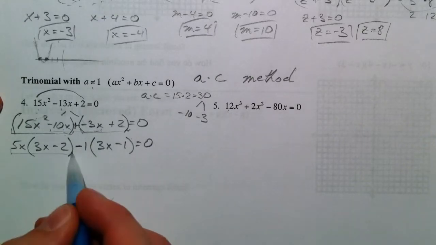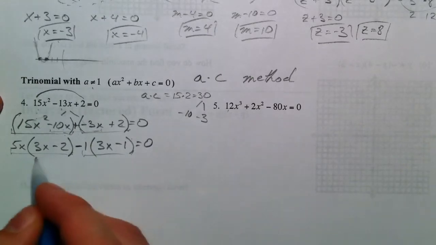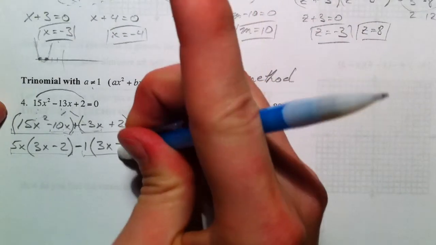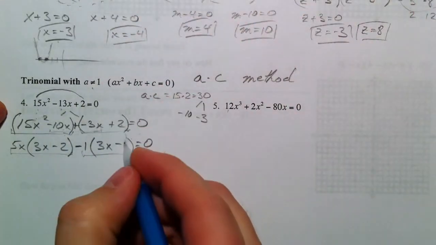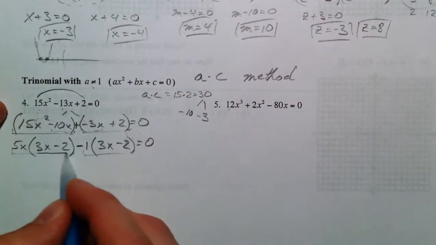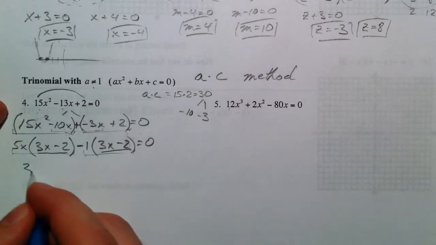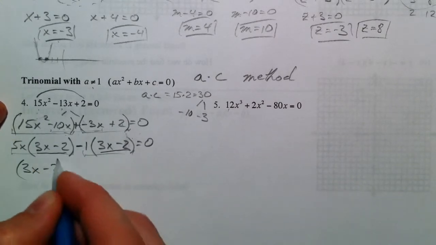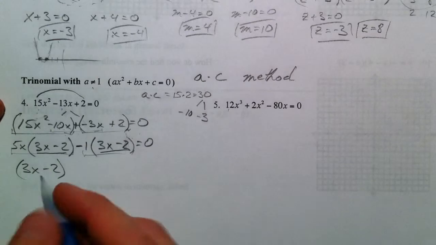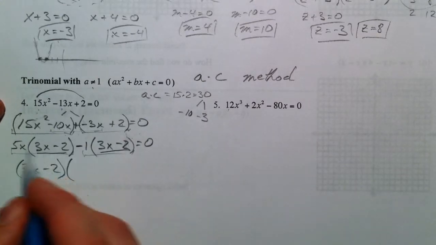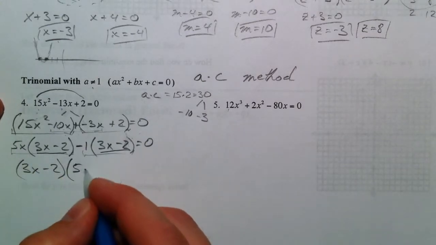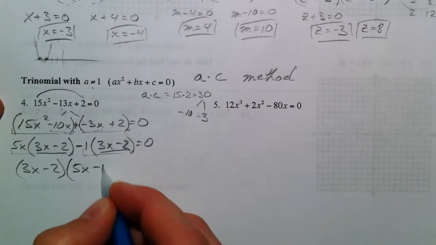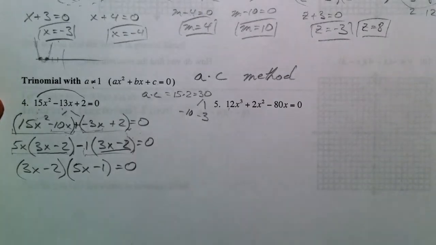Now, we have two terms, but they both, I'm sorry, this should be 3x minus 2. They both have a 3x minus 2 in them. And so I'm going to pull a 3x minus 2 out because it's a common factor. And after I do that, that leaves a 5x and a minus 1. And that is factored.